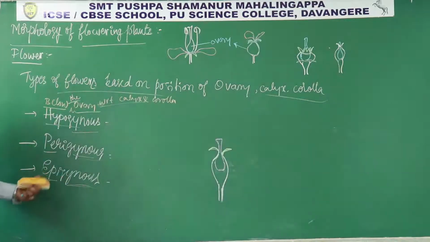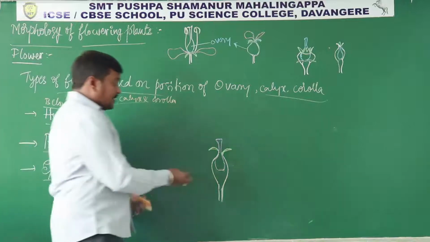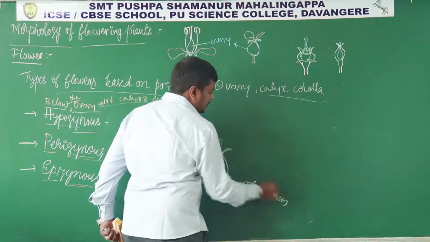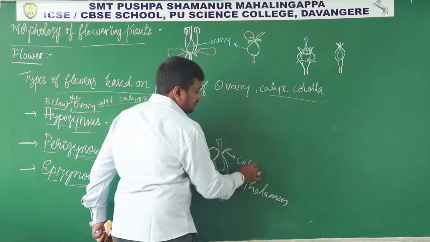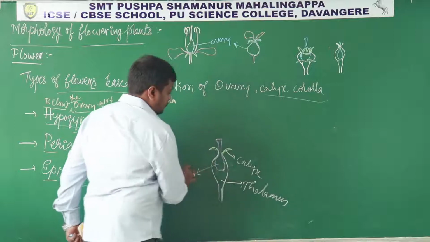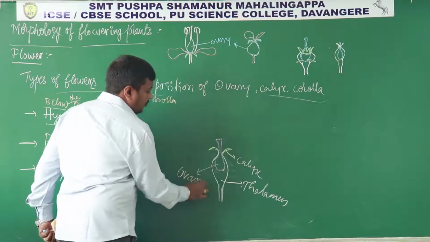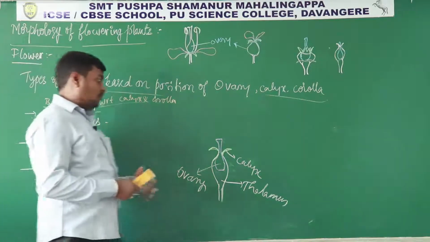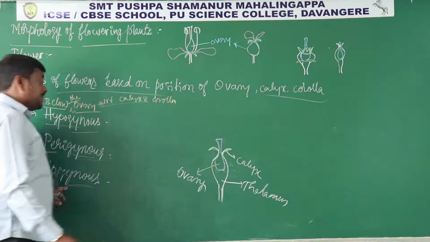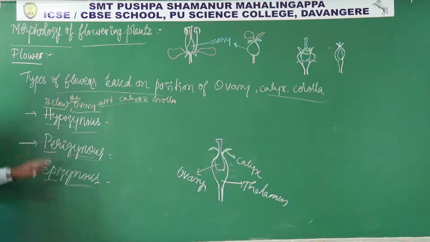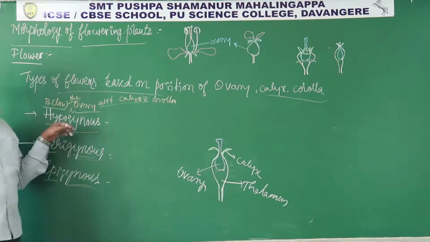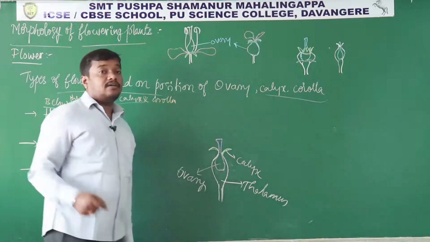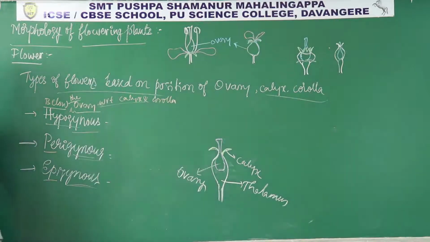Okay, then it is called epigynous. So here this is the thalamus, this is the calyx, and this is the ovary. If the thalamus completely covers the ovary, then it is said to be epigynous. Most of the plants are hypogynous. They have hypogynous type of flowers. Hope you understand the difference between hypogynous, perigynous and epigynous.